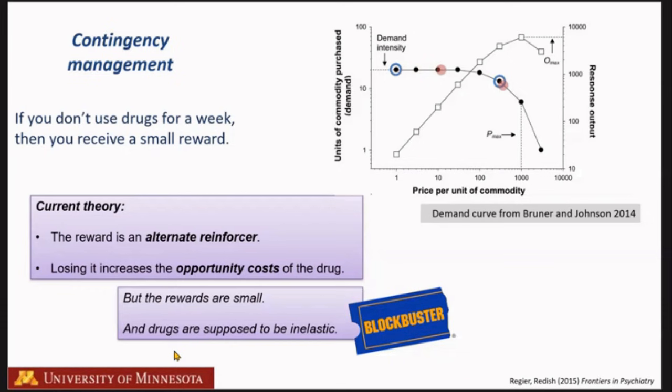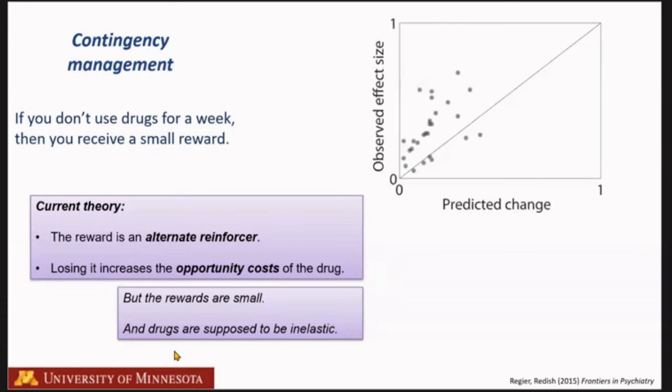So what we realized is we could compare predicted change against observed effect size. Of course, that's what all these studies are reporting, is the observed effect size. And basically, contingency management works better than expected. It should not work as well as it does.